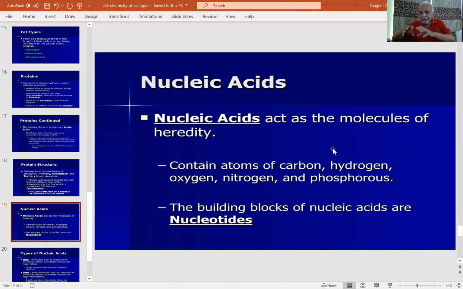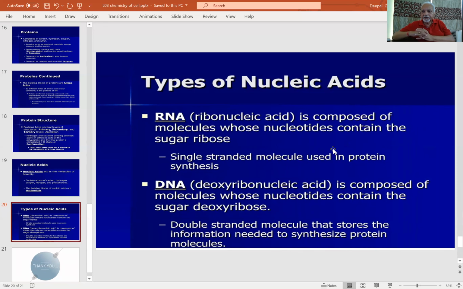Okay, coming to the nucleic acids, last but not the least, a very, very important component of the cell. Again, they are made up of carbon, hydrogen, oxygen, nitrogen, and phosphorus, and nucleotides are the building blocks here. Basically there are two types of nucleic acids: you have RNA and you have DNA.